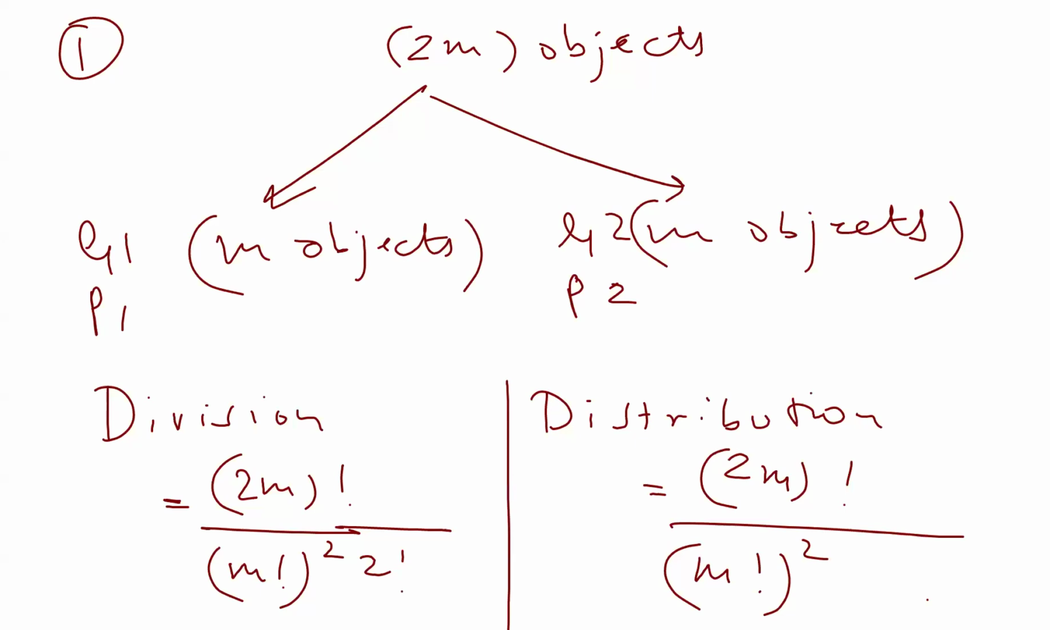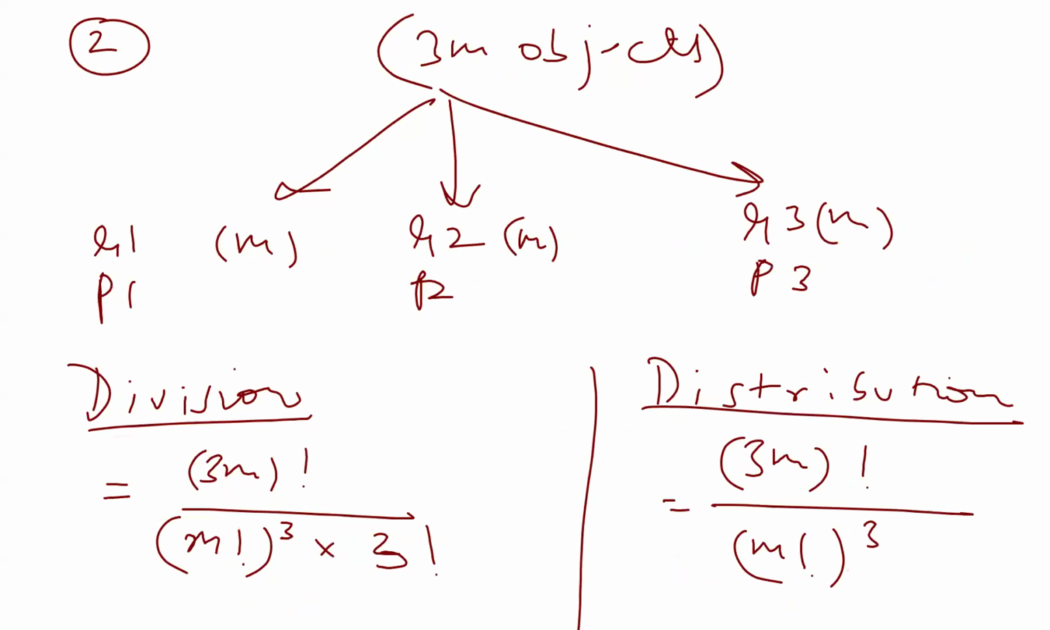So now the next example over here is there are 2m number of objects and we need to divide into 2 equal groups. Or we have to distribute it to 2 different persons. So the division formula is written over here and the distribution formula is written. Slight changes are there in the formula.